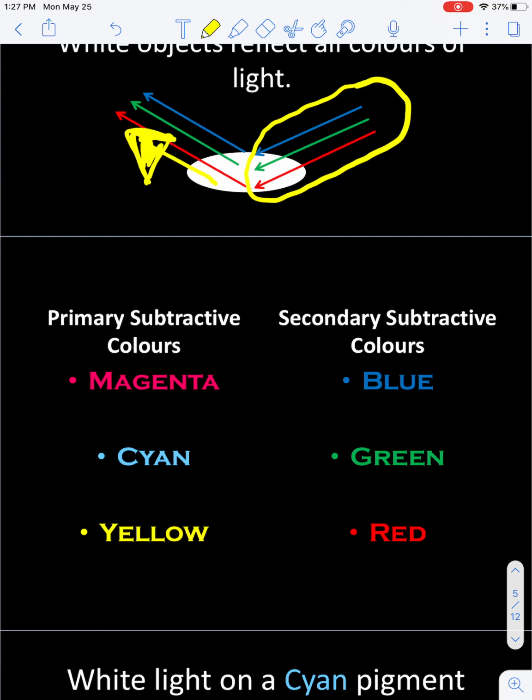So just some information. Your primary subtractive colors are magenta, cyan, and yellow. And your secondary subtractive colors are blue, green, and red, which are the primary of light.